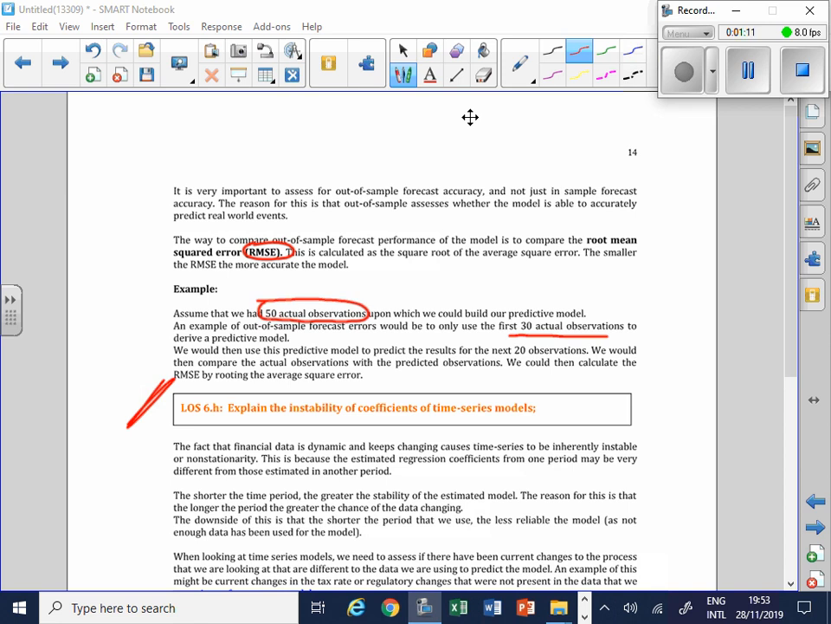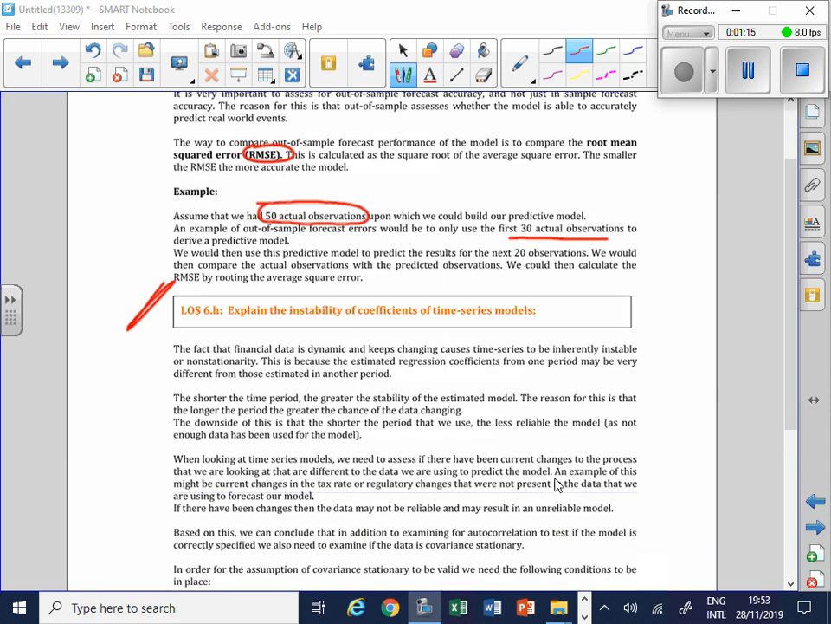When looking at time series models, guys, we need to assess if there's been current changes to the process. For example, exactly what we spoke about a little bit earlier. Ask yourself the question, have there been anything like a regime change of sorts, a structural change, for example, a change in the tax rate? Good. Remember, as soon as there's been something like that, what do we say? The model becomes unreliable.